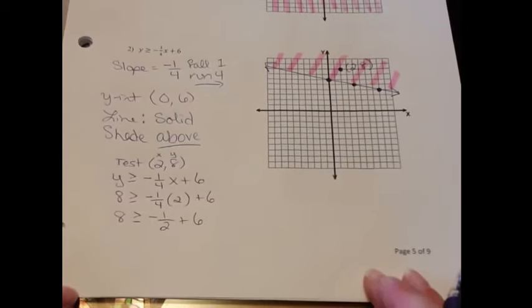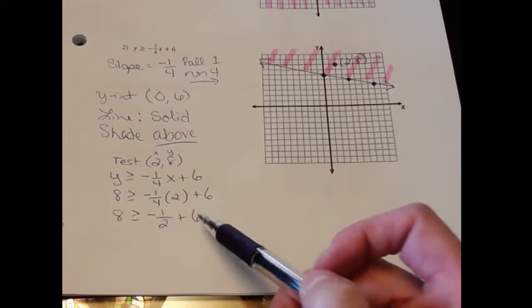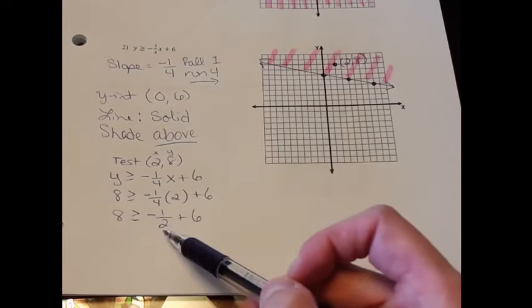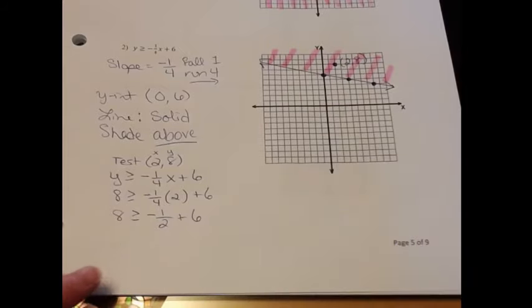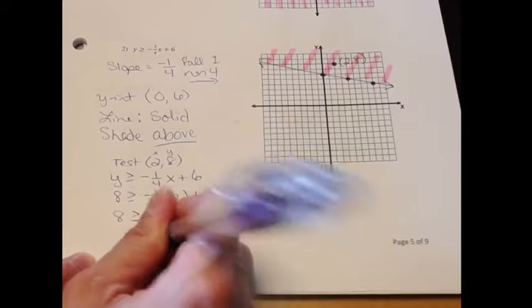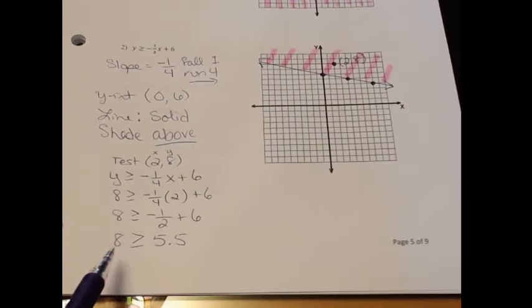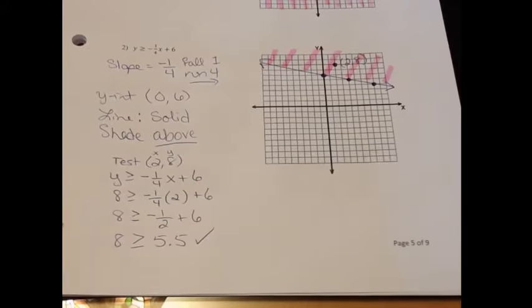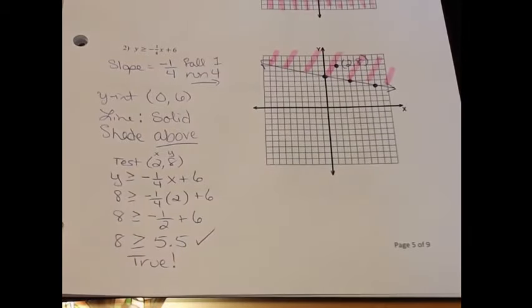Do you all agree that if I have a negative 1/2 and I add 6, that essentially this means 6 take away 1/2? And if 6 take away 1/2 results in 5.5, then we know for certain that 8 is in fact greater than or equal to 5.5. So because this is a true statement, we know we shaded the correct region.